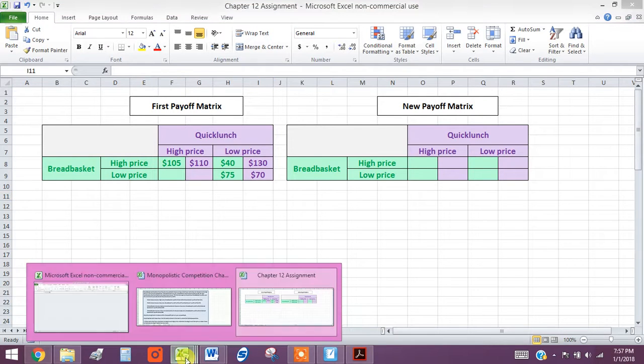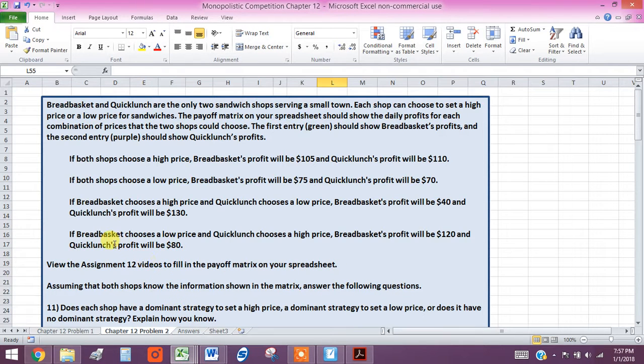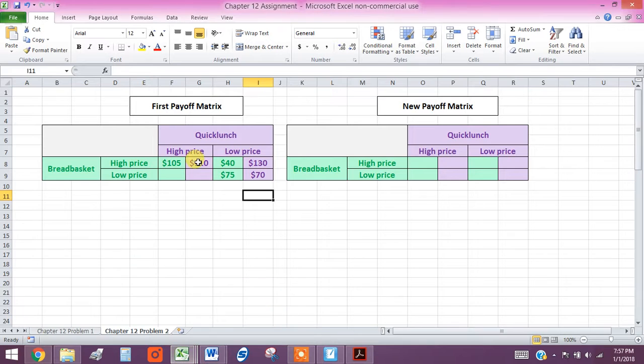Now we need to know what would happen if Bread Basket chooses low and Quick Lunch chooses high. Let's go back here again. So low for Bread, high for Quick. Bread's going to be 120 and Quick is going to be 80. So 120 for Bread right here, and 80 for Quick.